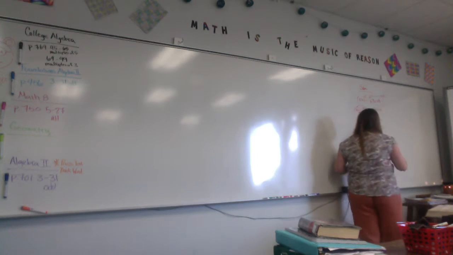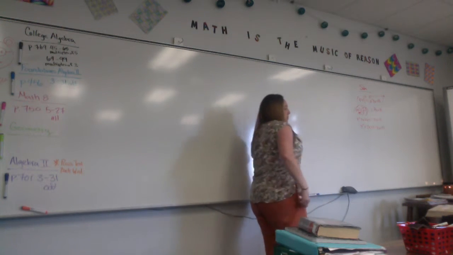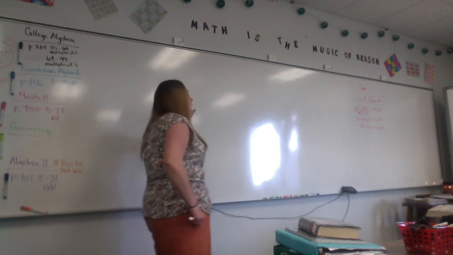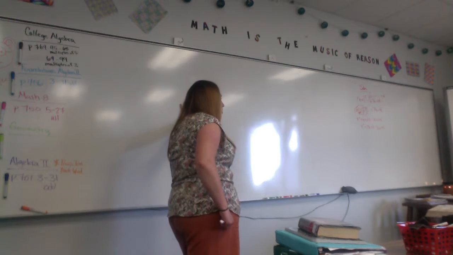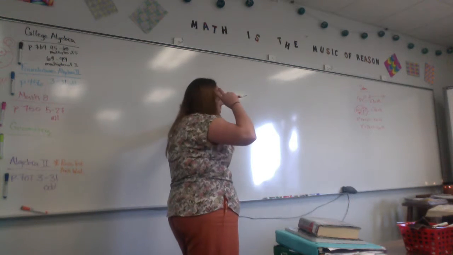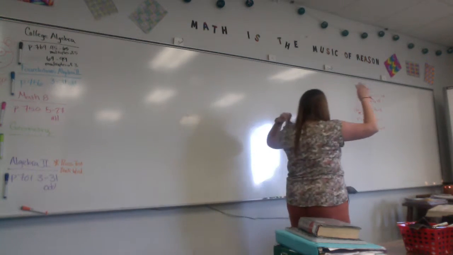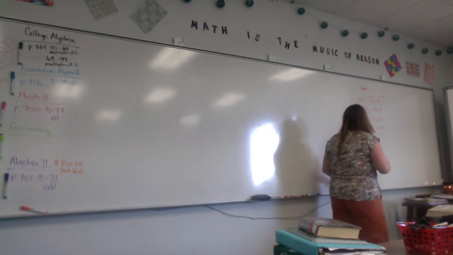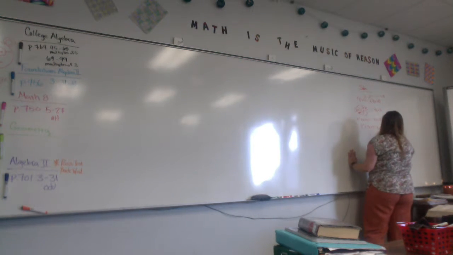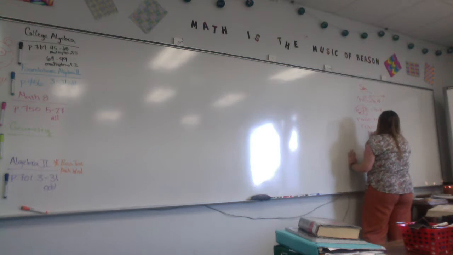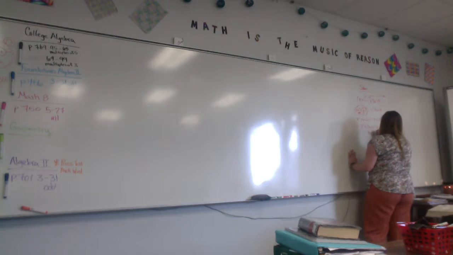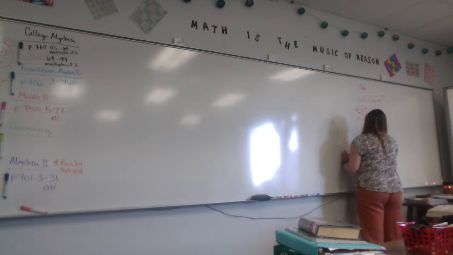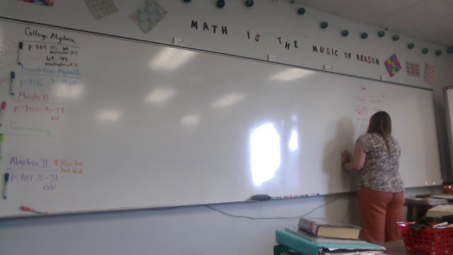Now what do I need to do? I want to set everything equal to 0 so I can factor. So I want to get 7x and 15 onto the other side. I'm going to subtract 7x and I'm going to subtract 15. So you get x squared minus 5x minus 14 equals 0.